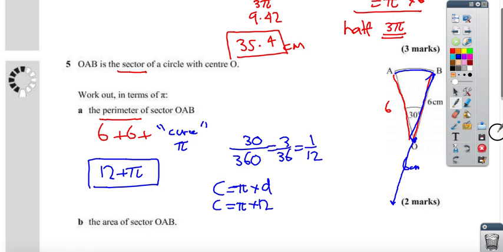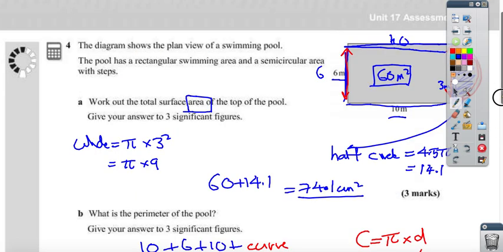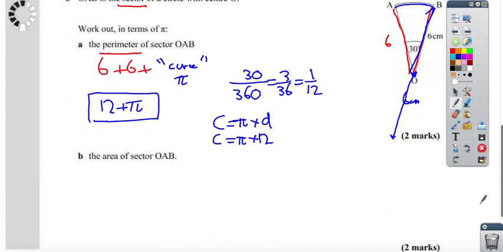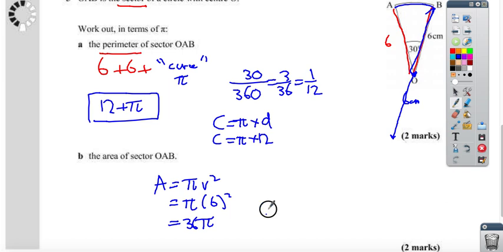For the second bit, the area of the sector, it's going to be linked to the area of a circle, which is area of the whole thing would be pi r squared, which would be pi times, the radius is 6, so it's pi times 6 squared. 6 squared is 36, so the whole circle has an area of 36 pi, but we didn't want the whole circle, we wanted a 12th of it. And when you find a 12th of something, you divide by 12. So the area is going to be 36 pi divided by 12, and 36 divided by 12 is 3. So the area was 3 pi.